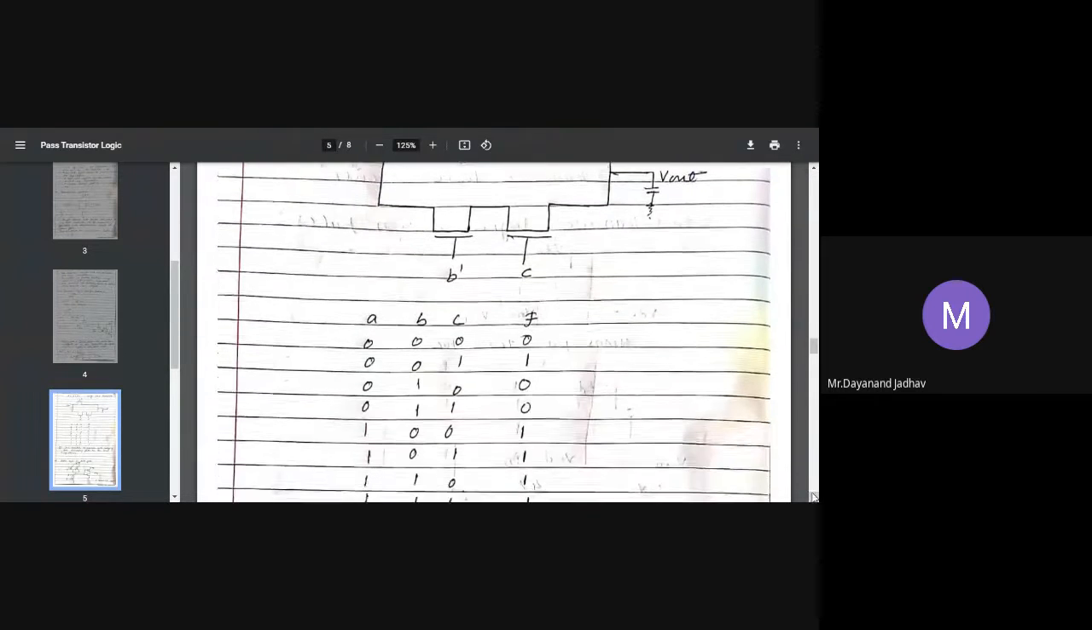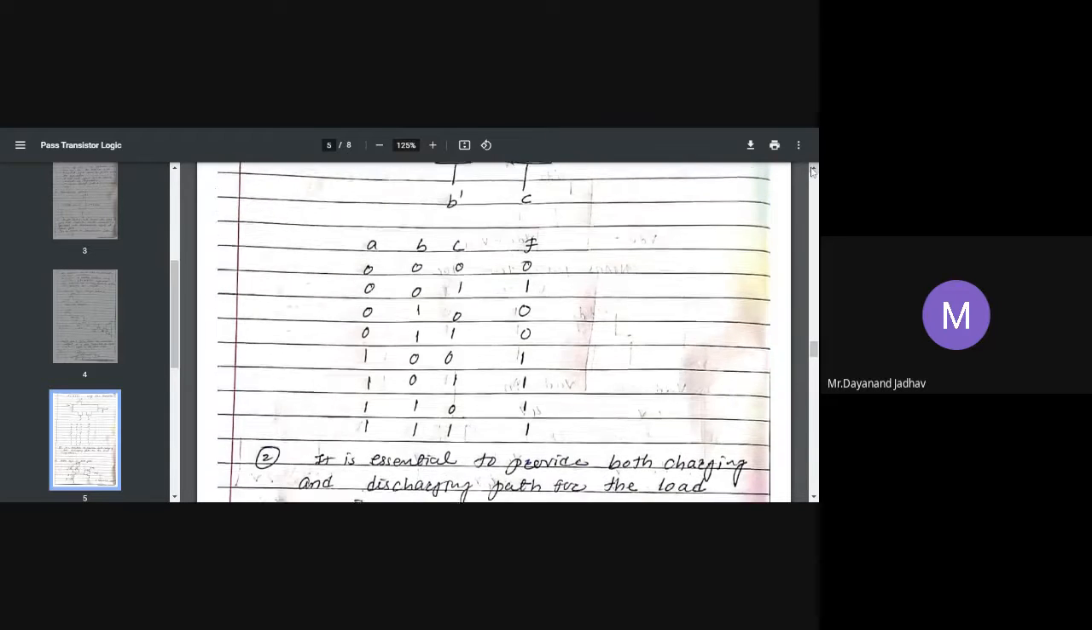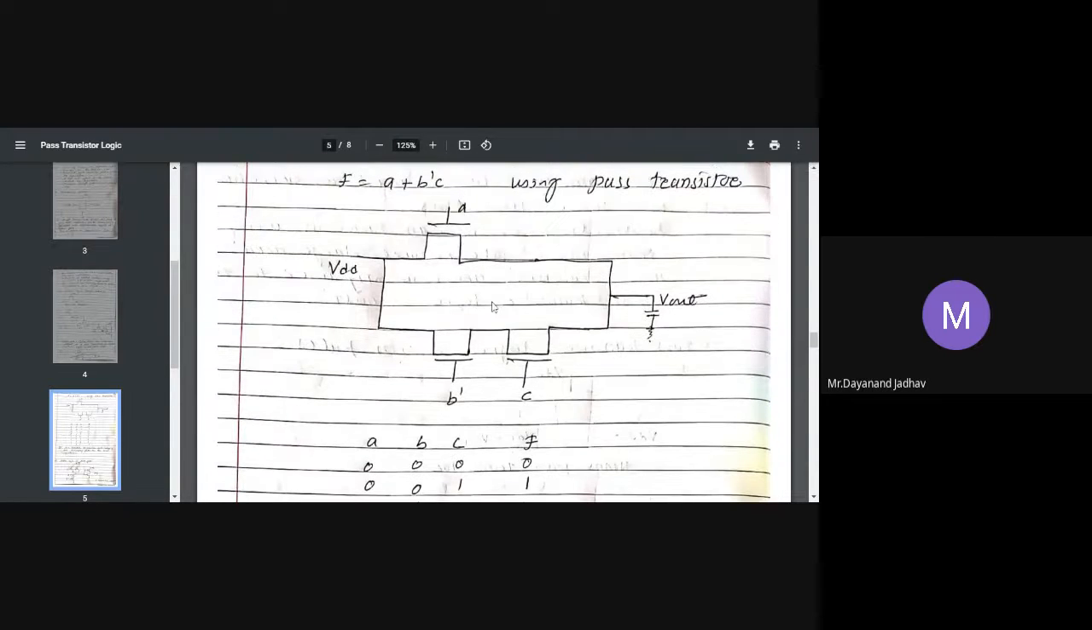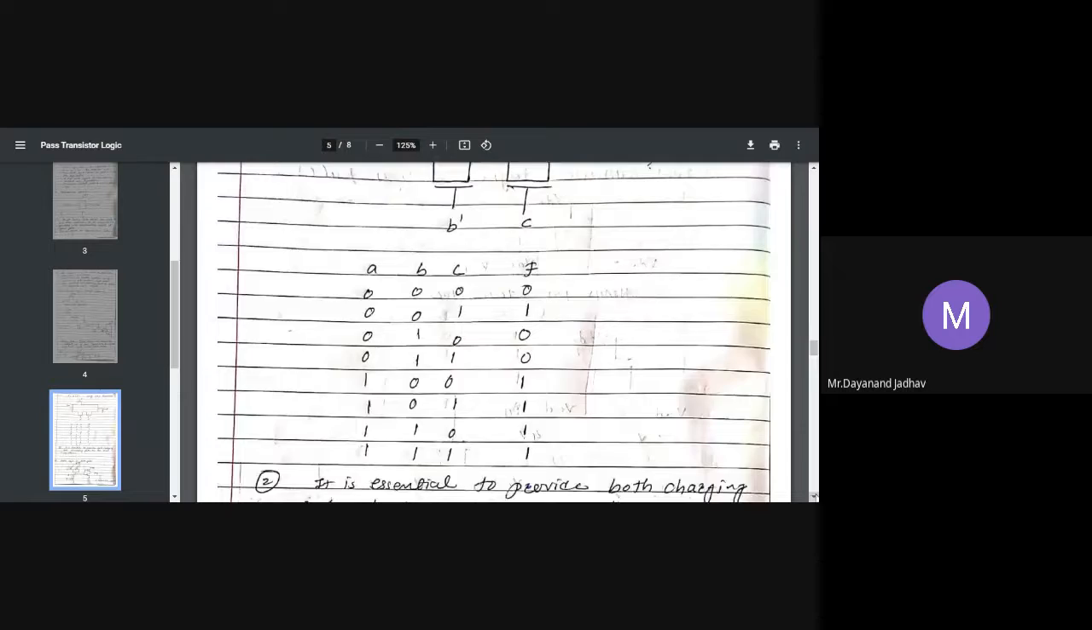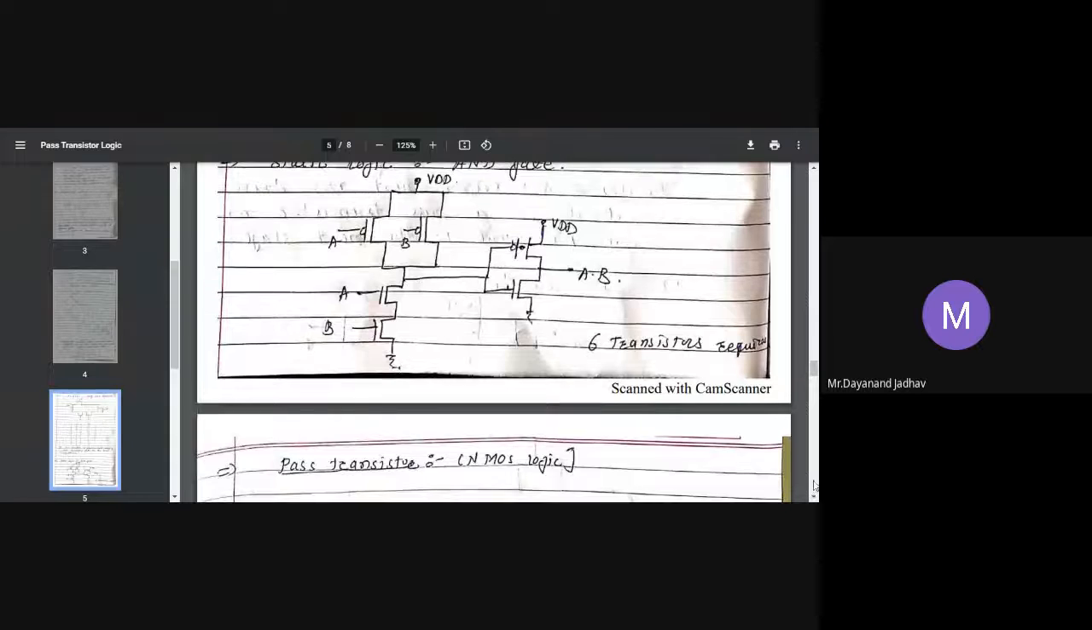there is a problem with some F which is equal to 1, where the 1 0 0 bit is there. There is a problem when we consider the output. This logic is not implemented properly, so here it is essential to provide both charging and discharging path for the load capacitance. This is the capacitance value. So this is the second rule when we consider the design for the pass transistor logic.